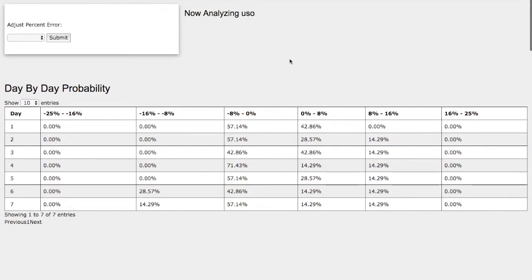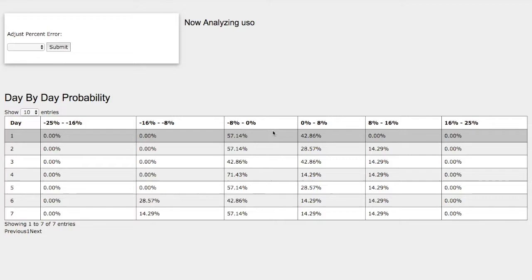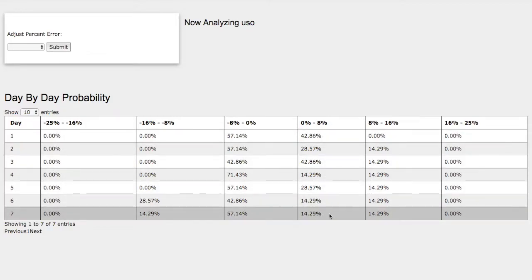So back to the day-by-day probability model, it marks under the 14% chance between 0 to 8% to the upside. Again, this model is now available in the link below, so do check it out.